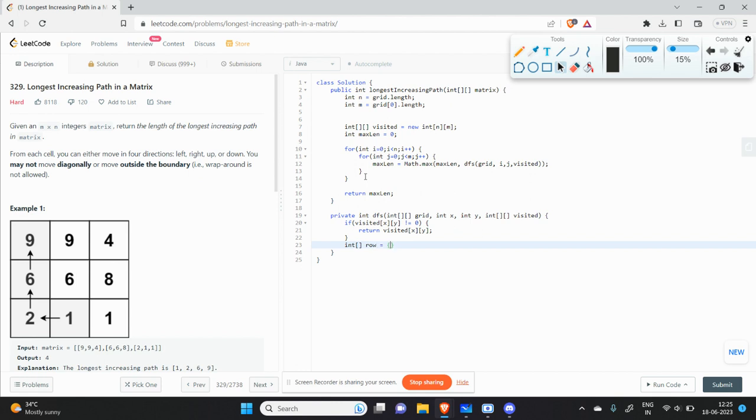I'm just creating an array for all the possible directions. Perfect. Let's try to iterate through all possible directions. Whenever we are going to explore the next cell, we just need to make sure the next cell is valid or not. So for that, I'm just making one call.